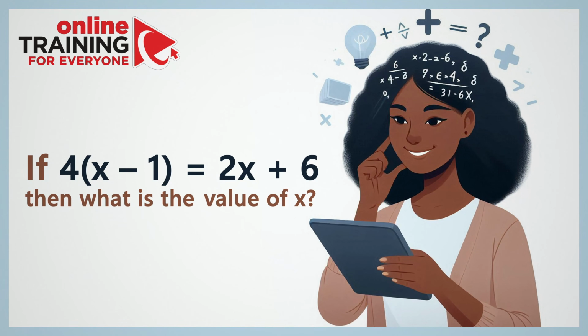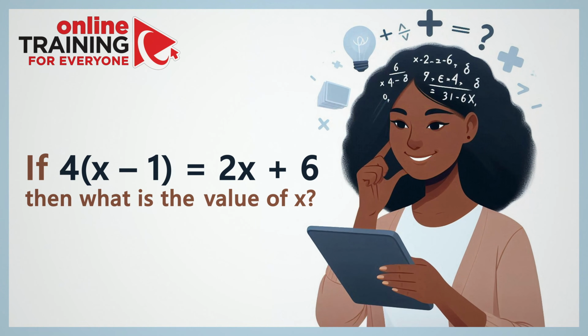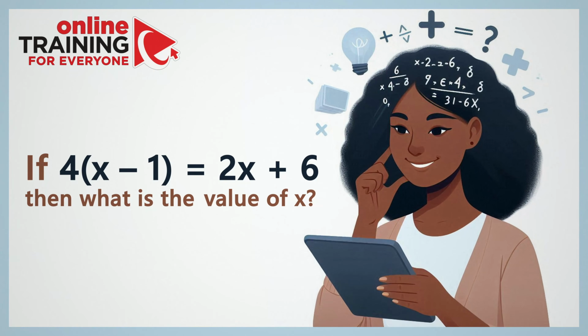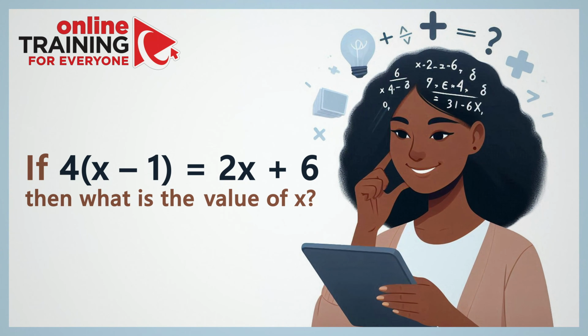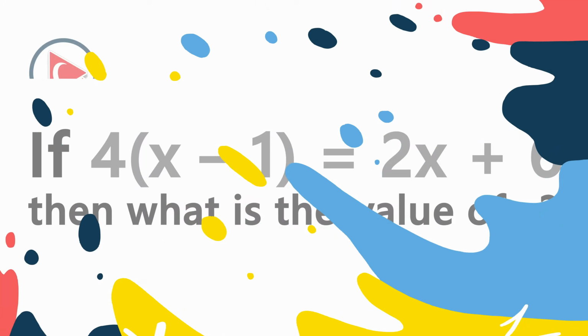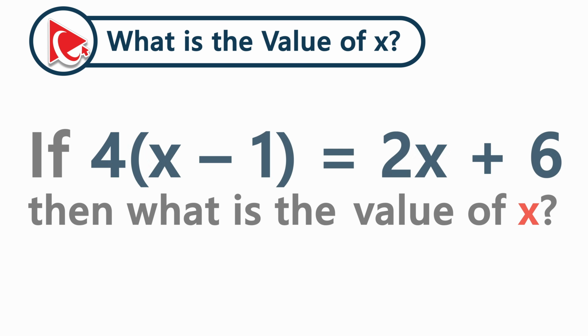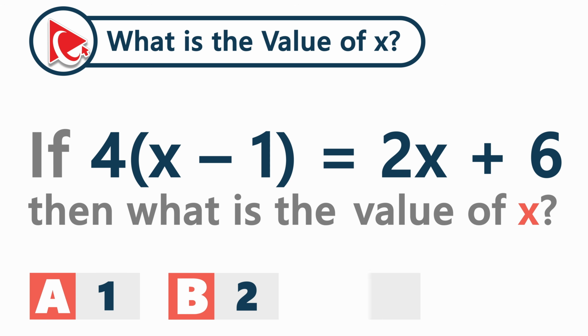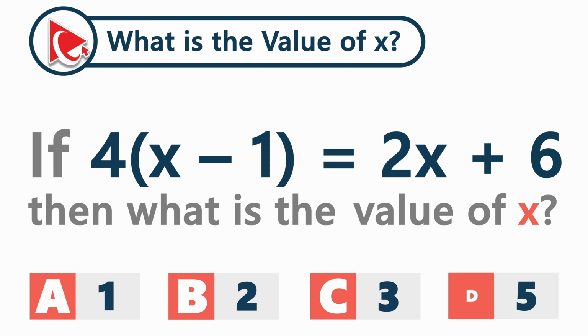Surprise! Did you know that the secret of getting smarter and improving your cognitive skills lies in regular practice? Let this question take your math skills to the next level. You are presented with the expression, if 4 multiplied in parentheses x minus 1 equals 2x plus 6, then what is the value of x? Your choices for the answers are choice A, 1, choice B, 2, choice C, 3, and choice D, 5.